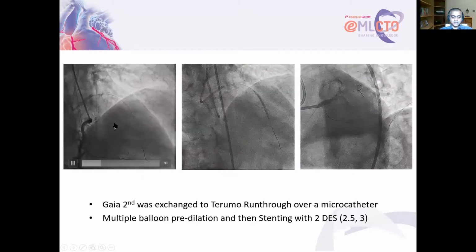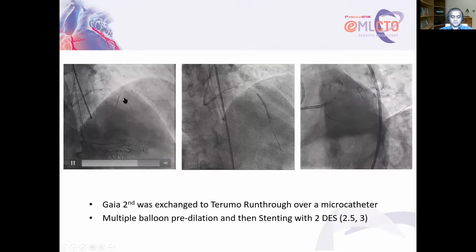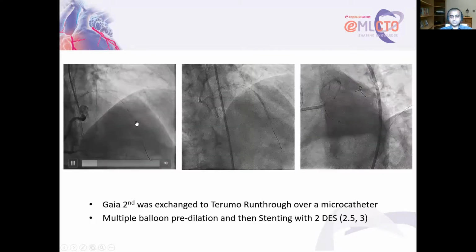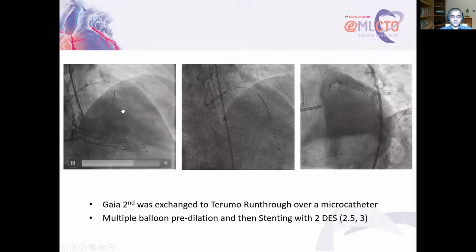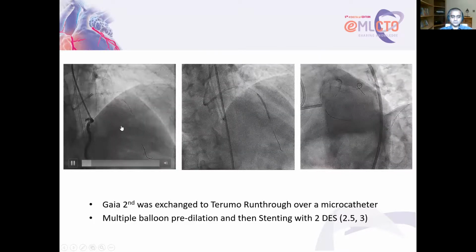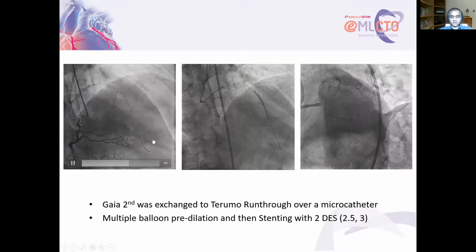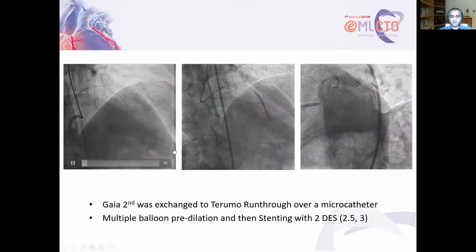The other thing to note was that our retrograde injections were not really helping to confirm whether or not the wire was in the true lumen. And I think the IVUS was very good use here in terms of trying to confirm that we were in fact true lumen. So over the Caravelle microcatheter, I switched out to a workhorse wire. Here we've put the run-through wire down.